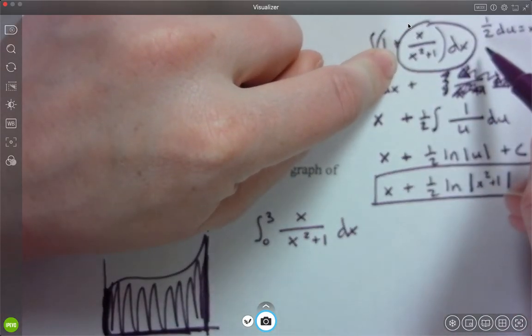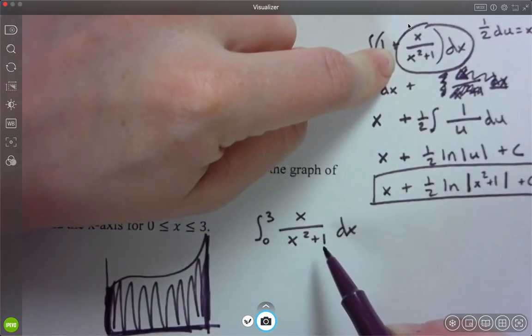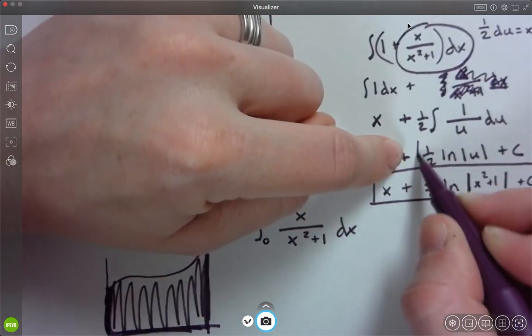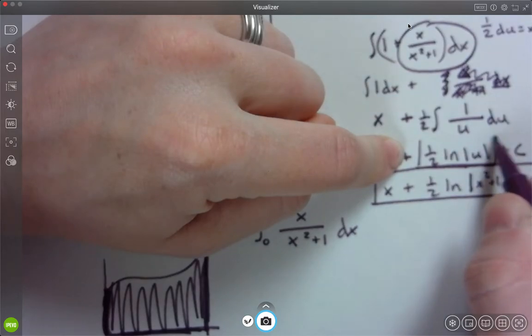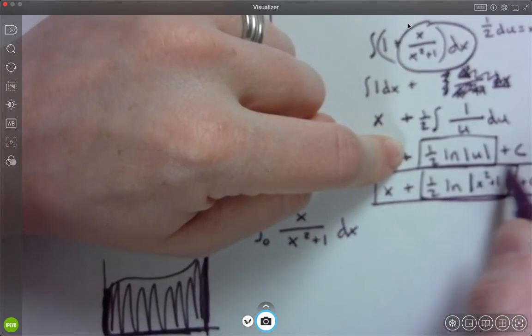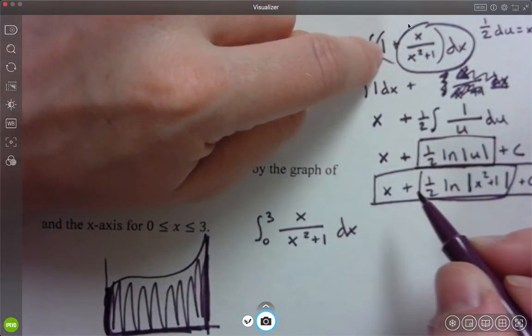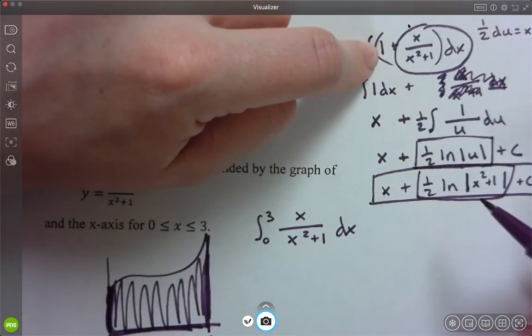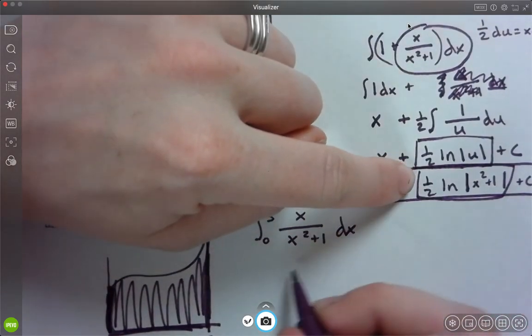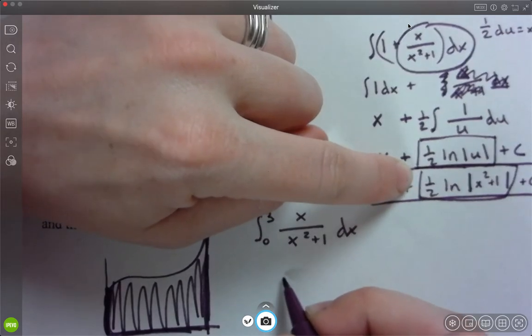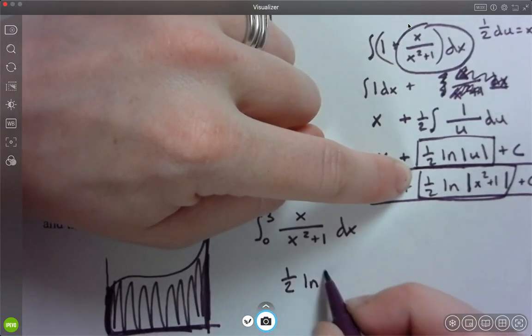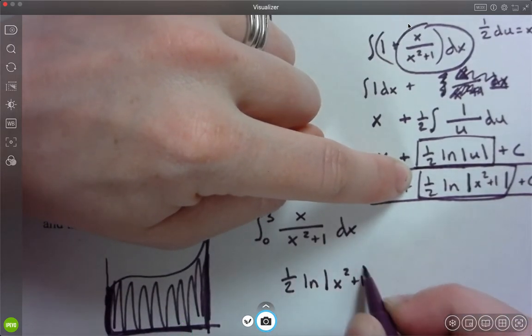Isn't that right? And we found out that it was just this part, or really this part right here. The x came from the 1 in the front, which we don't have in this problem. So I'm just going to copy that down: 1/2 ln of x squared plus 1. Oh, we can totally cheat.